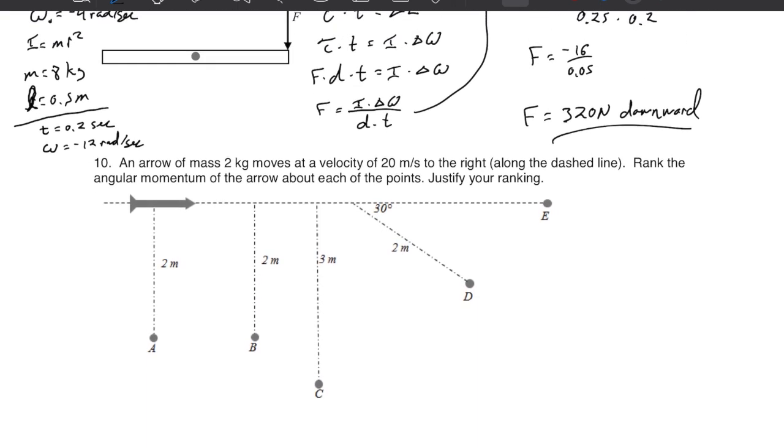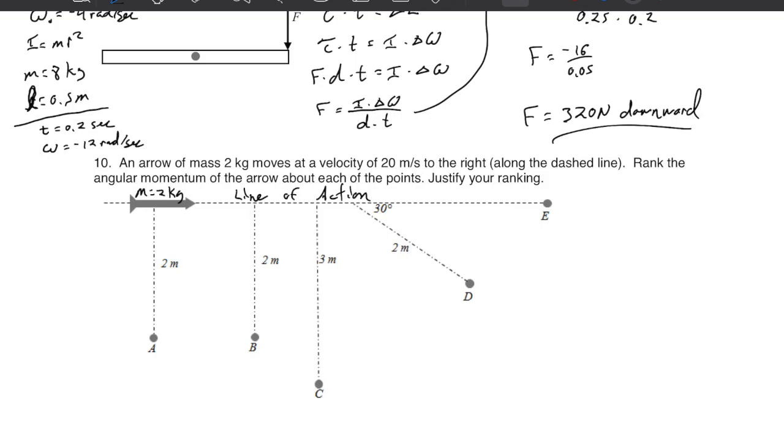Last question on the page, number 10. An arrow of mass 2 kilograms moves at a velocity of 20 meters per second to the right along the dashed line. Rank the angular momentum of the arrow about each of the points, and then justify the ranking. Well, first let's just say that the angular momentum of the object moving in a straight line is calculated as MVR, mass, velocity, radius, where R is the distance from the line of action to the pivot point. And we've got those pivot points at A, B, C, D, and E.